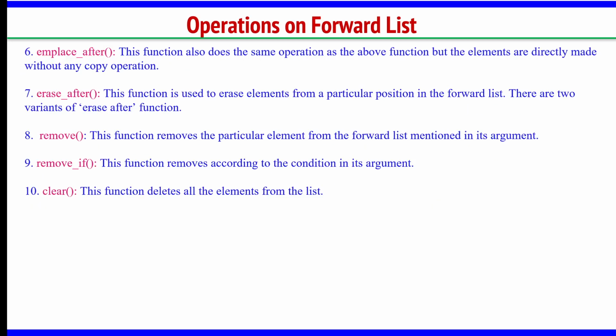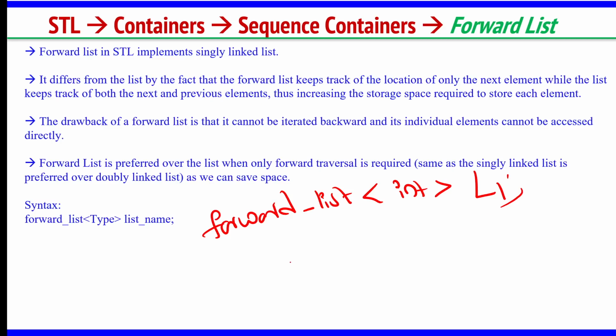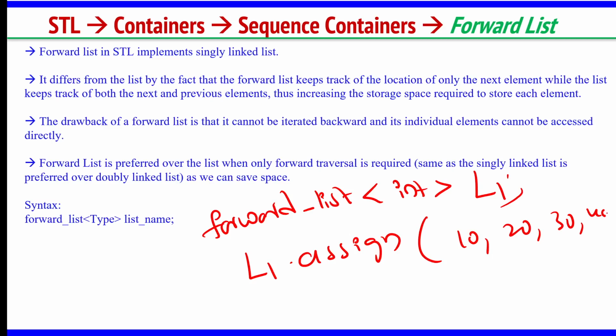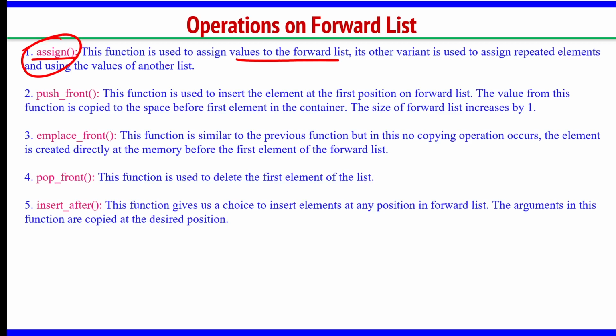If I have a list L1, I have to write L1 dot assign, and in round brackets give 10, 20, 30, 40. That is the first function we have in forward list. What is assign? This function is used to assign values to the forward list. Its other variants are used to assign repeated elements and to assign using the values of another list.